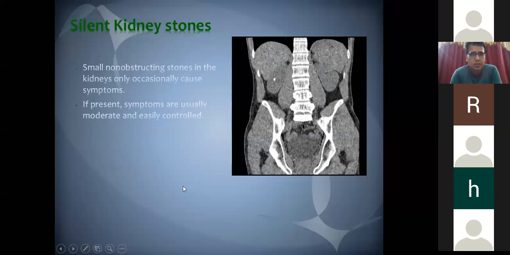And there can be silent stones. Silent stones are ones which do not cause pain or any symptoms, an incidental finding if you go for an ultrasound for any reason and find there is a stone in the kidney. These are actually not causing any pain or symptoms, because they're small stones present in one of the calyces and do not cause any obstruction. That's why there's no pain, no symptoms at all.